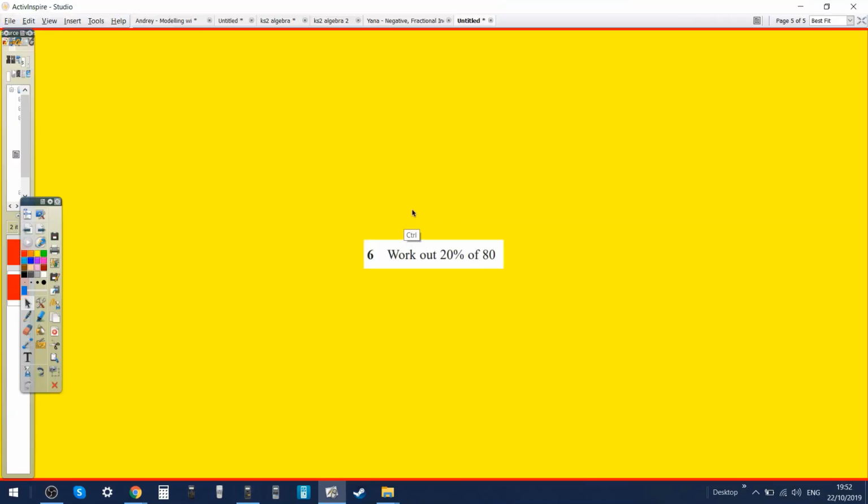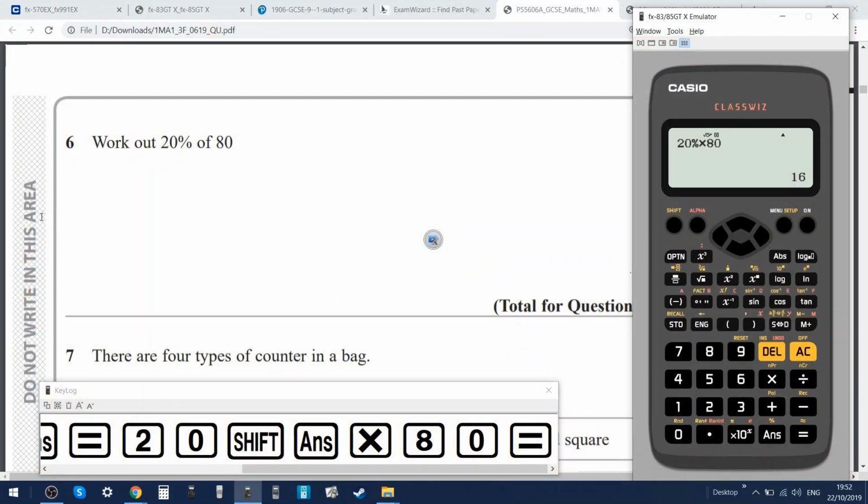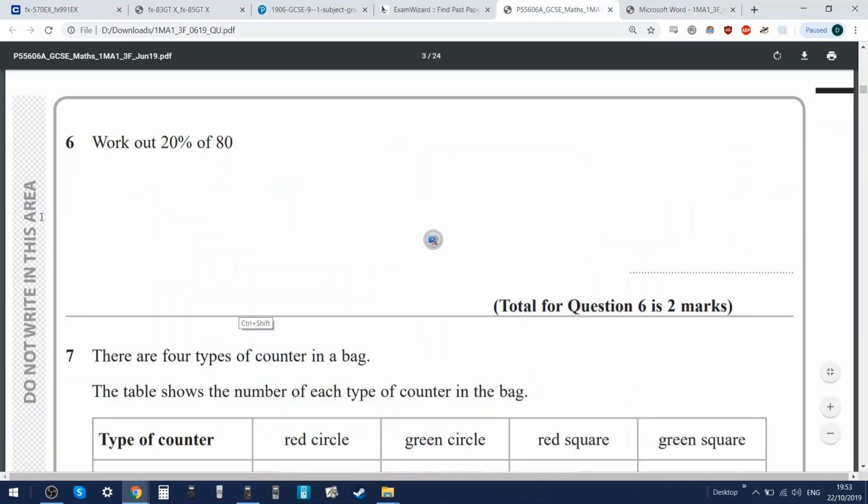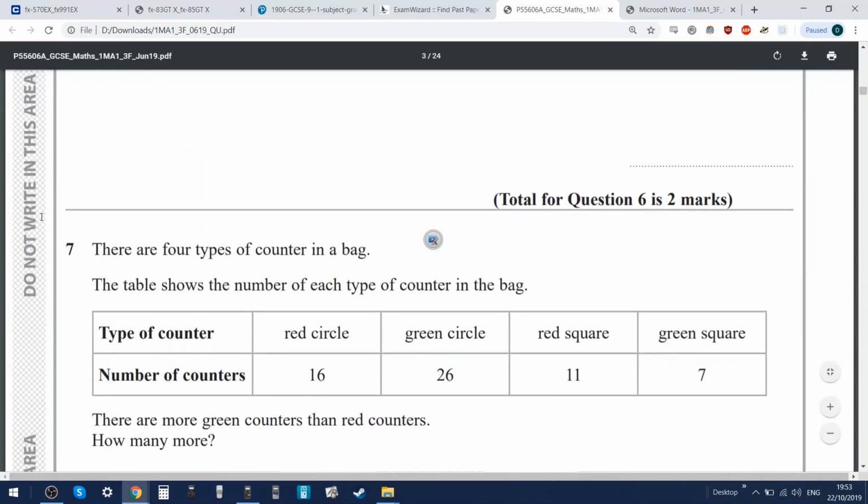I bet we got it wrong. No, I bet we got this one right. How could we get it wrong? There's nothing to get wrong. Question 6, 16. A 2-mark question, and you see this CAO, correct answer only. That means you don't even have to show your working out. It doesn't even say show your working out, so we get 2 marks for nothing.